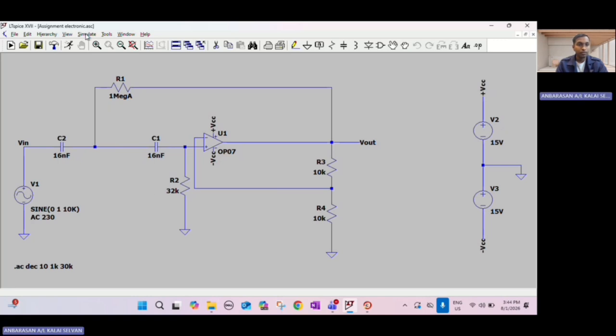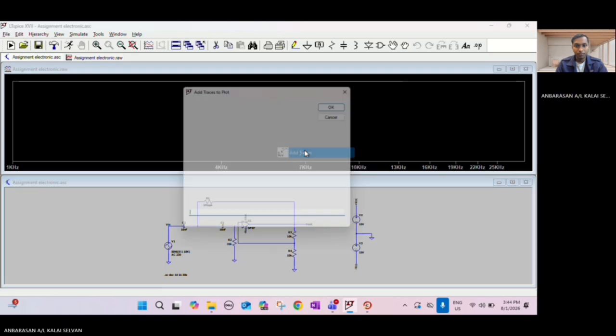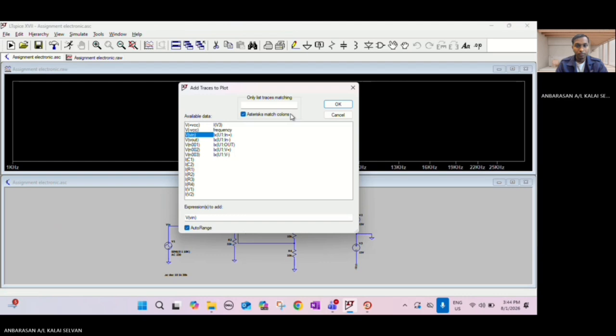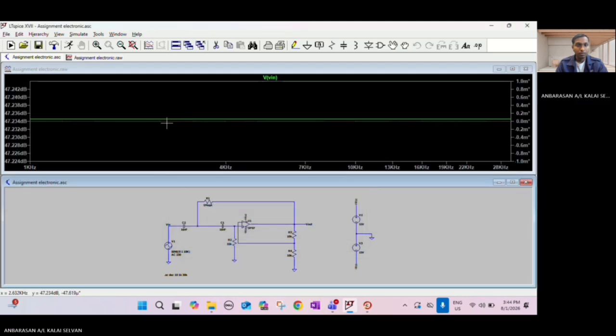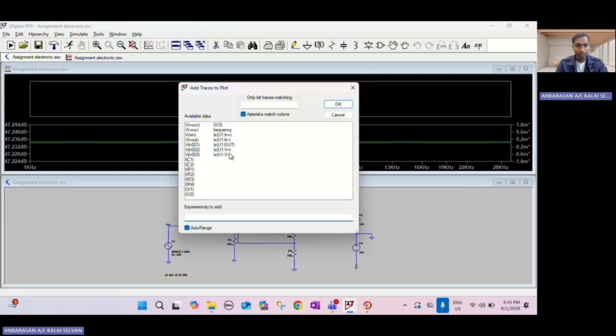So let's simulate now. So now the simulation. So this is our V in. The gain is 47.234 dB, and the frequency is close to 28 kilohertz. So next is our V out.